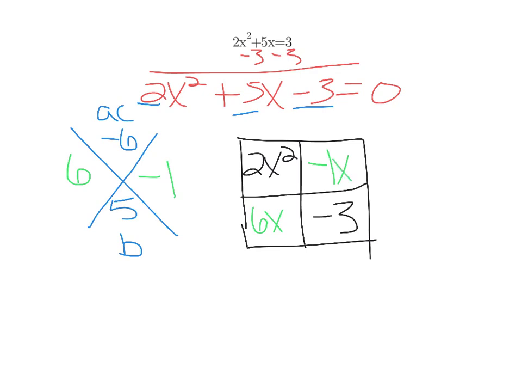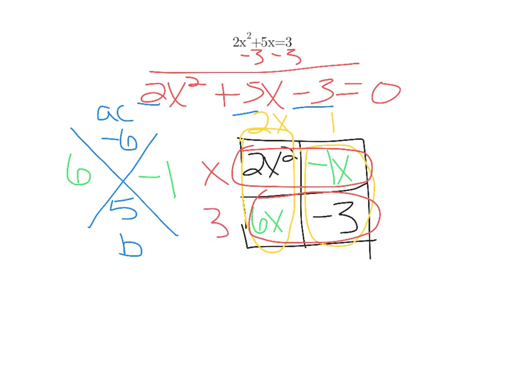Now I'm going to start looking at the vertical and horizontal pairs of numbers and identifying their greatest common factor. Between 2x squared and 6x, the greatest common factor is 2x. Between negative 1x and negative 3, the greatest common factor is 1. Between 2x squared and negative 1x, the greatest common factor is x. Between 6x and negative 3, the greatest common factor is 3.